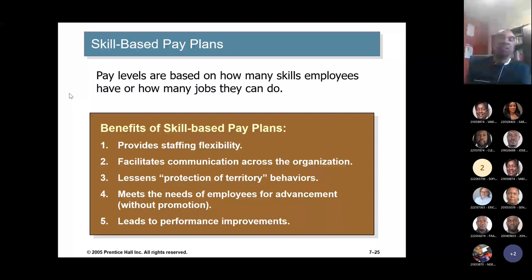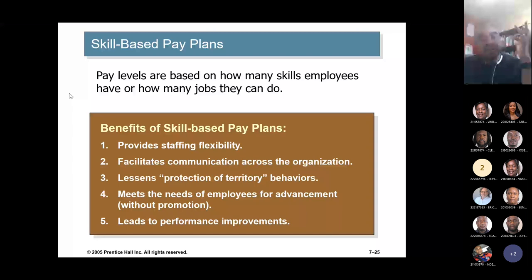Another benefit of a skill-based pay plan is that it meets the need of employees for advancement. When an employee is rotated from one department to the other, he becomes familiar with the activities of the organization. So it prepares him for a managerial position, where he will be handling more than four different departments. If an employee is concentrated in the finance department and doesn't know anything about purchasing or human resources, then when he moves to the managerial level, he'll be talking only about finance without talking about people. So it meets the needs of employees for advancement.